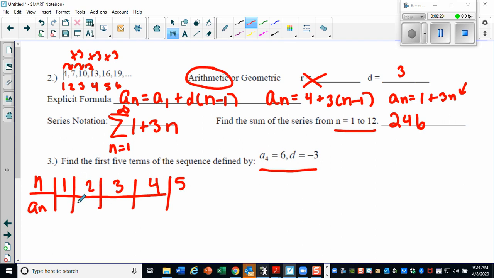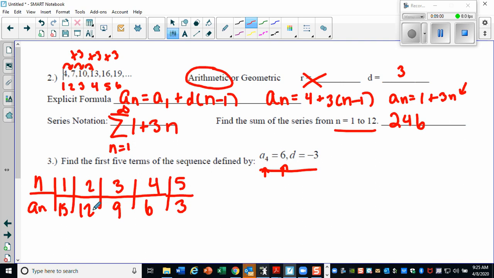Or what you could do and then plug in, so this 4 tells us the number in the 4th position is 6. We know the common difference is negative 3. So every single time to get to my next number, I'm subtracting 3. So 6 minus 3 is going to give me 3 here. Or what I could do is work backwards, I have to add 3 because I'm working backwards. So I'm going to do 3. I lied. I didn't work backwards. I'm going to do 9, and then I'm going to add 3 to get 12 and 15. That's the first way that you could do it.